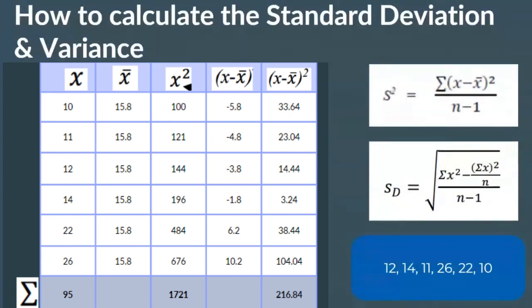So 10 minus 15.8 is minus 5.8. Okay, it's important to put the negative, like negative numbers exist, okay? So make them negatives if they are negative. It all works out in the end, okay? 11 minus 15.8 is minus 4.8, and so on. Okay. Everyone clear on that column and how that column is worked out? I just want to make sure I'm not going too fast through this.